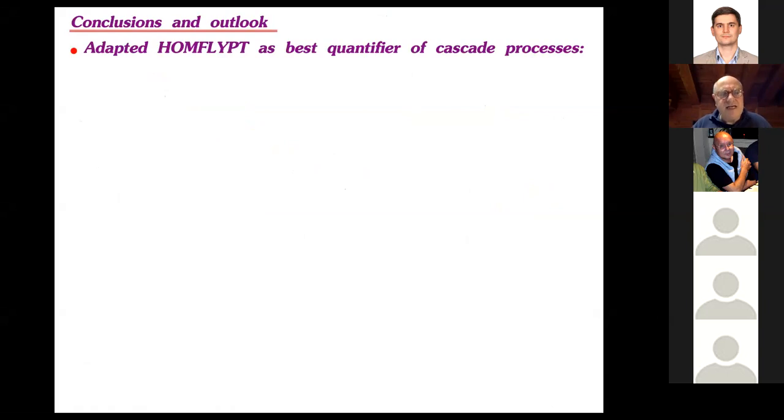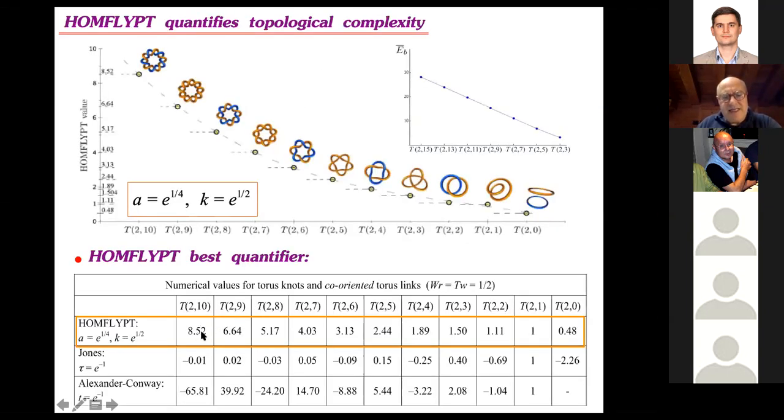Let me conclude. We proposed to use the adapted HOMFLYPT polynomial to quantify the topological cascade of vortex structures, and this proves to be the best quantifier because, as I showed you here, the difference between one topology, one knot type, and the other is well marked and probably easier to capture in a numerical analysis in diagnostics. And this is consistent.